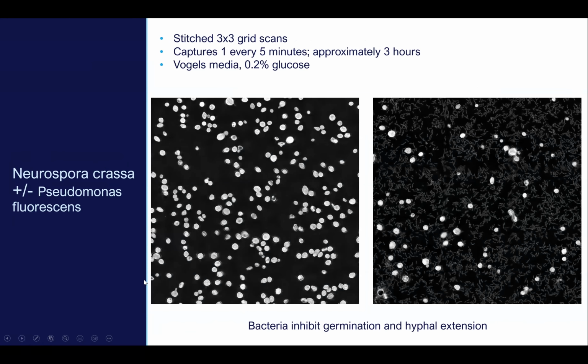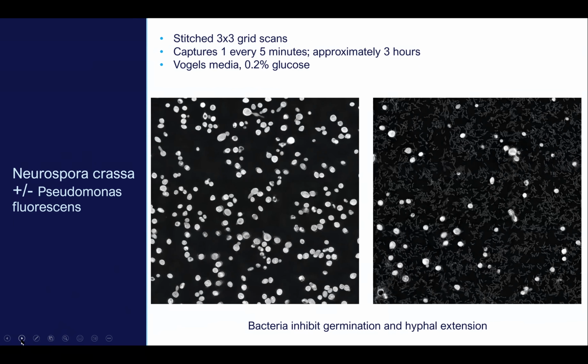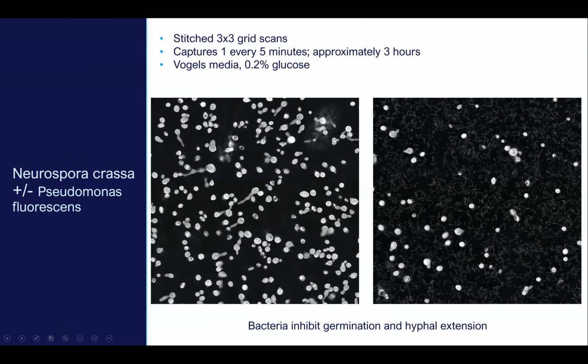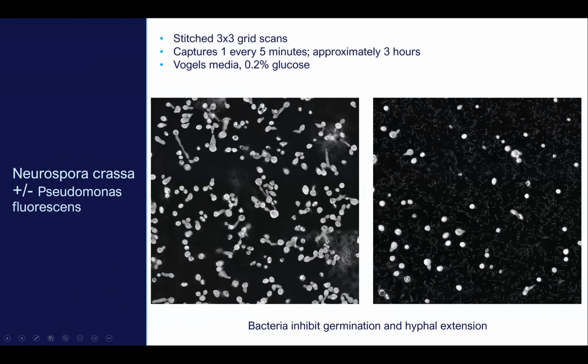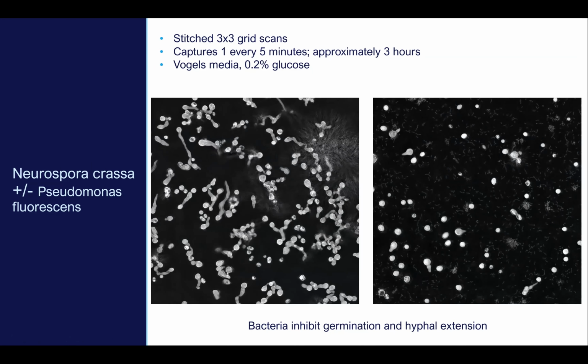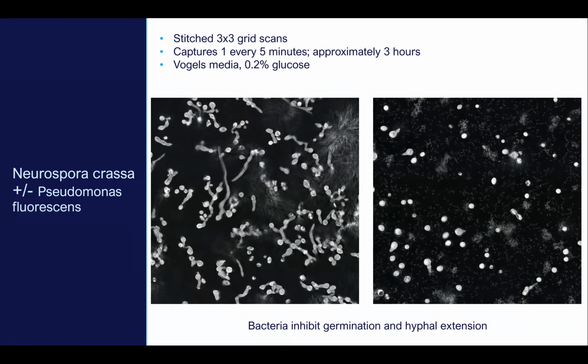Here is another example of organism interaction where we're looking at a Neurospora crassa spore suspension. Neurospora is a filamentous fungus. When I mixed it with this Pseudomonas fluorescens strain, what I ended up seeing was less filamentation and less spore germination compared to the condition that did not have the bacteria present.